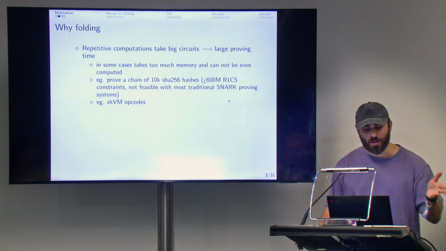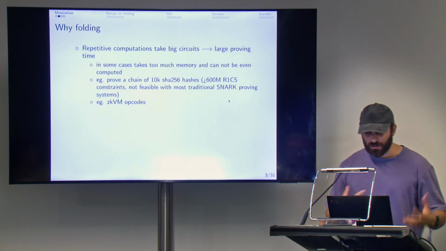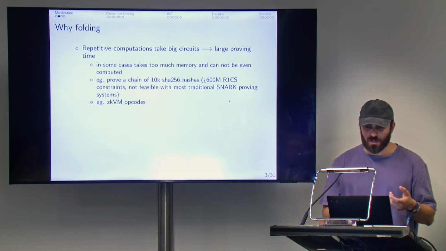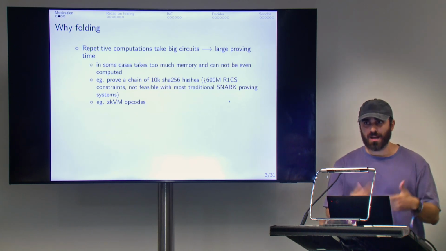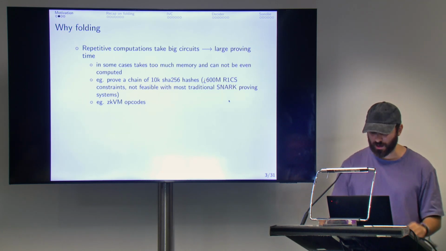Also, if you want to prove, for example, a zkVM, you need to do some extra acrobatics, and also the thing is that you are iteratively proving the same opcodes again and again and again. So the same set of constraints that you are proving again and again and again.